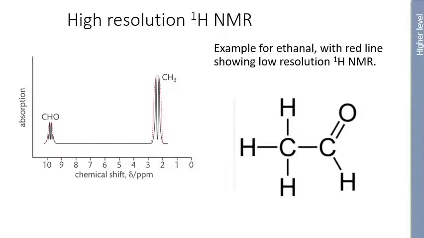So what is high resolution proton NMR? Well, in the example ethanol, the red dotted lines illustrate what you would see in low resolution proton NMR, and the black lines illustrate what you see in the high resolution NMR. Okay, so the high resolution proton NMR spectrum can show further splitting at some absorptions. And these splitting patterns result from spin-spin coupling. And to understand spin-spin coupling, we'll continue on to the next slide.